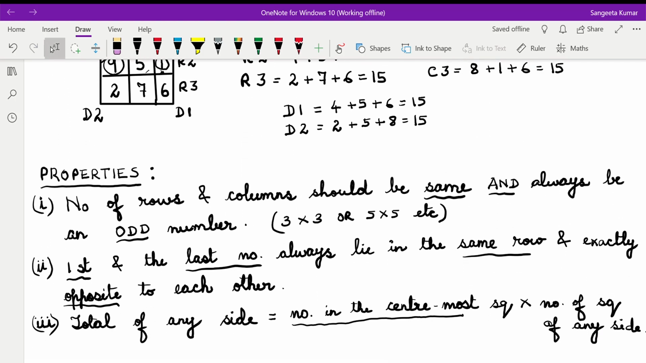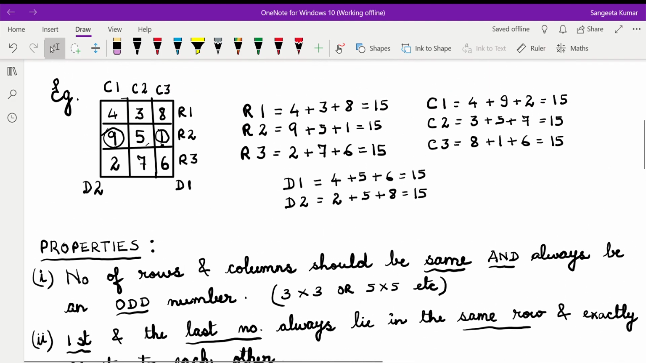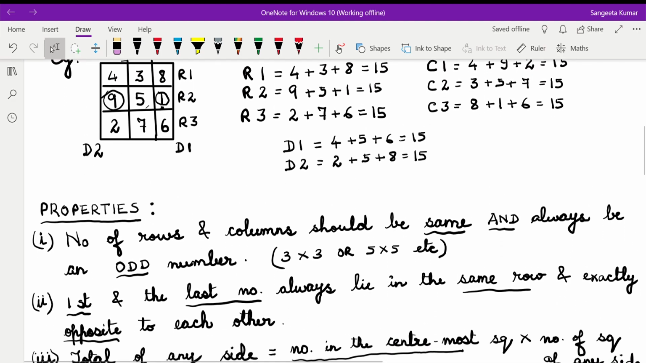Here, the number of rows and the number of columns should always be the same and an odd number. That means the rule which I'm going to explain is only for odd-numbered grids. We cannot use the rule for a 4 by 4 grid or 6 by 6 grid. So this is only for 3 by 3, 5 by 5, 7 by 7, 9 by 9. You can use the rule.